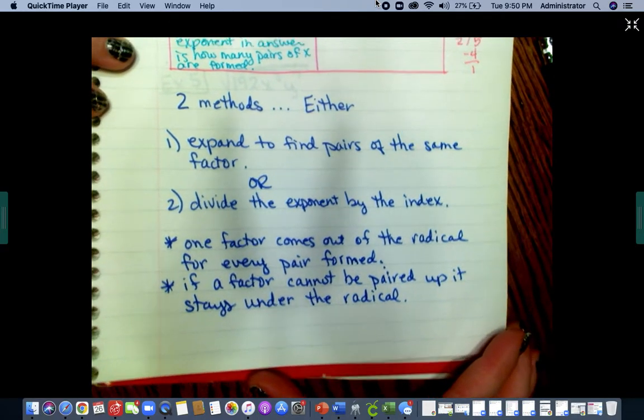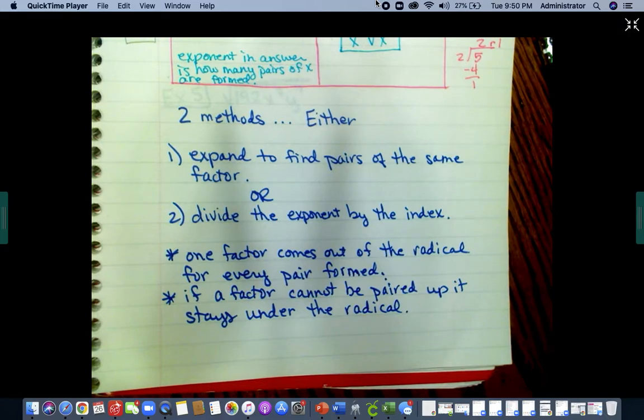So I'm going to ask you at this time to pause your video to add all of this to your notes. So when we check for notes, all of this should be written in. So again, we can either expand to find pairs of the same factor or divide the exponent by the index. But these are some very important things.